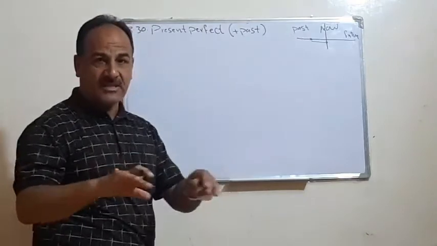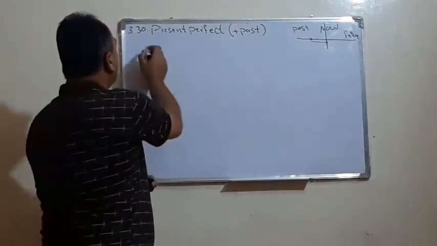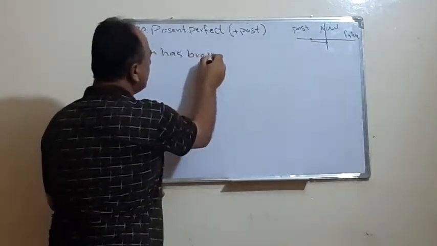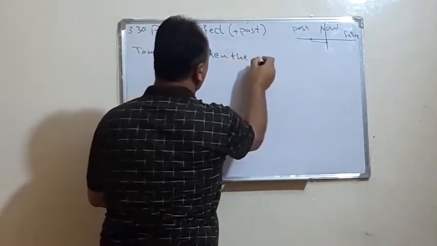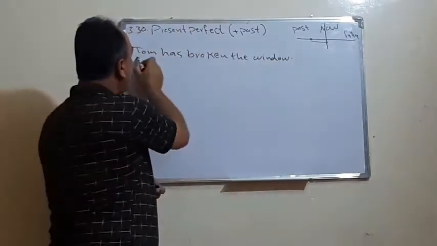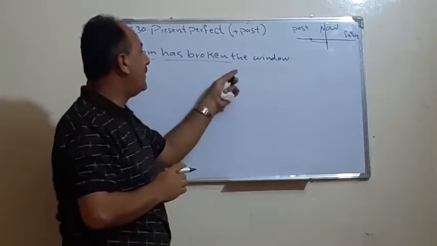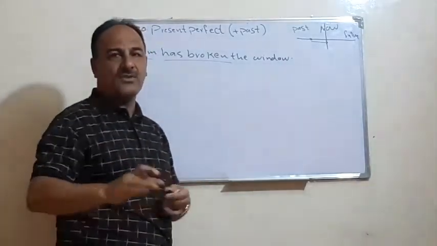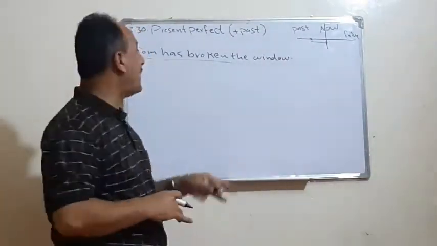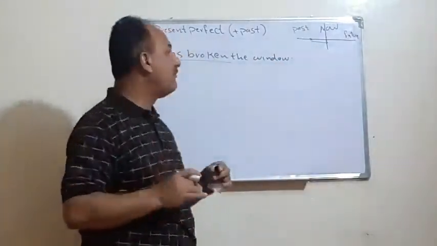And even the traces, means athar, the action appeared. For example, we can say Tom has broken the window, for example. So if we say has broken, this is the subject, this is the verb, break, broken, has broken the window, means the accident, the event just finished, and we see the traces here, glasses smashed here and there. So this refers to an action that started and just finished.